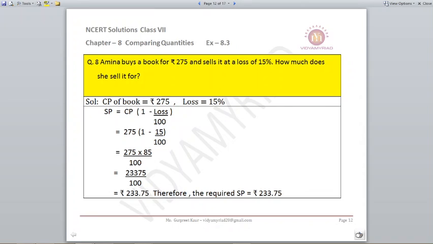We know the formula. Selling price is equal to cost price into 1. If it is profit, we will put plus. If it is loss, we will put minus. So this question is of loss. So we will write minus loss upon 100. So if we solve it, we will get 275 into 1 minus 15 upon 100. Take the LCM. It will be 100 minus 15 upon 100, which is 85 upon 100. You will get your answer as 233.75 rupees. So the required SP or the selling price is 233 rupees and 75 paise.